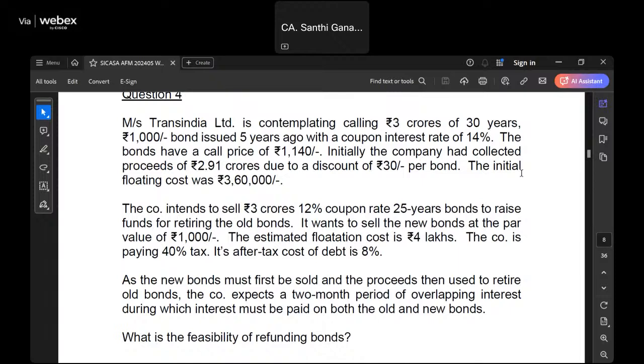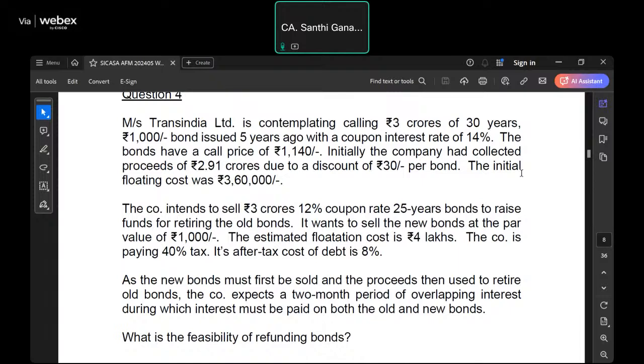To raise funds for retiring old bond. No, they are not the old bond holders. If they accept this, they will be compensated with a higher redemption price. So it wants to sell the new bonds at the par value of 1,000. Estimated flotation cost given. Company is paying 40% tax stated. After tax cost of debt given.